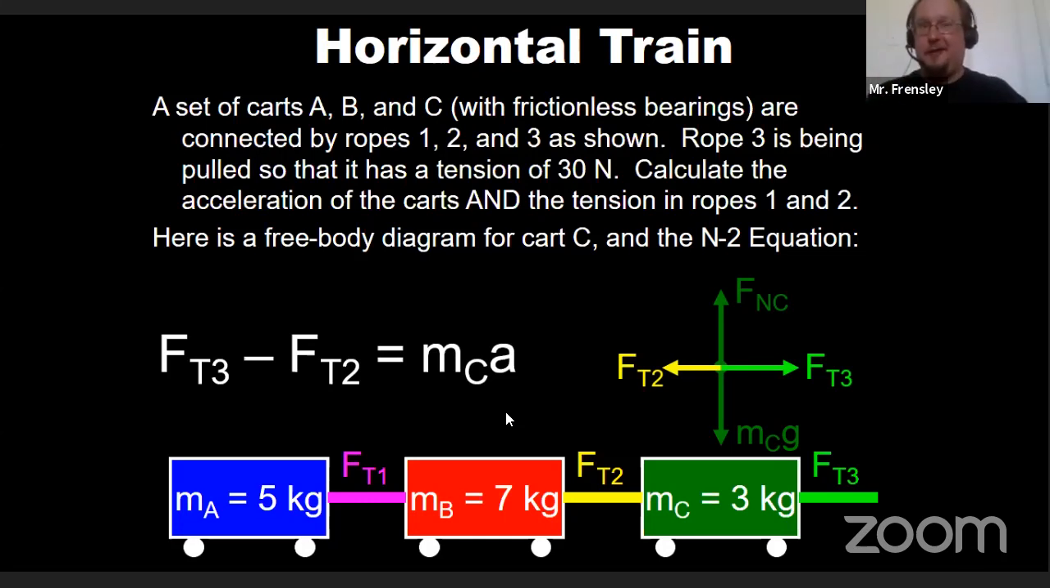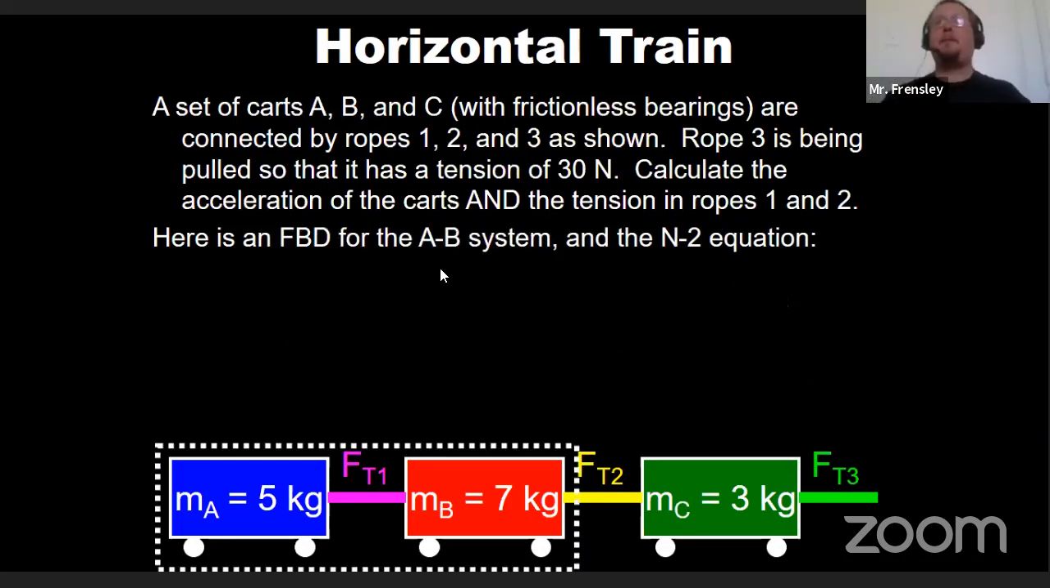So great, I've got 3 equations and 3 unknowns. You could solve that using elimination and a system of equations, or you could do something a little bit smarter, which is what I want to teach you today. So what could you do? You could combine the carts together into systems, right? Instead of looking at A and B separately, let's treat them as one combined thing.